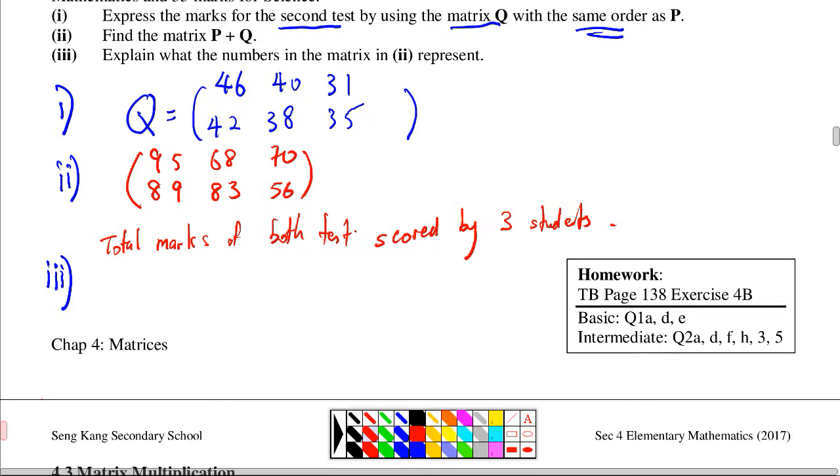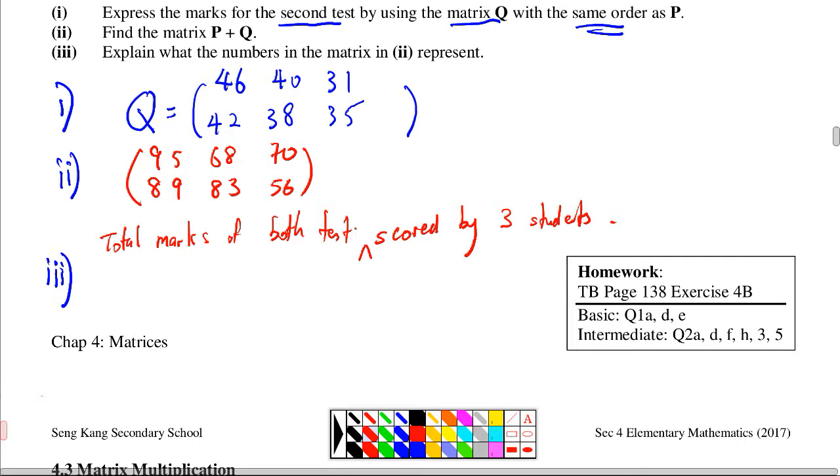Very good. Science and maths. So the science and maths must come out. Total marks scored in both tests in terms of science and maths. Don't sound so scientific. But you need to add what? Maths and science. Does it make sense? So this is not the final answer.